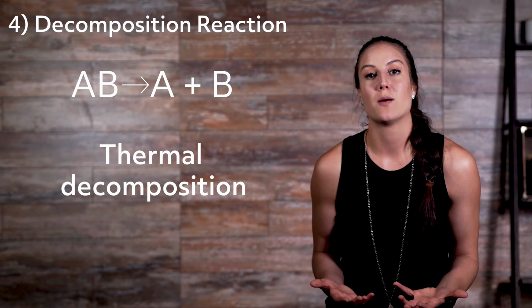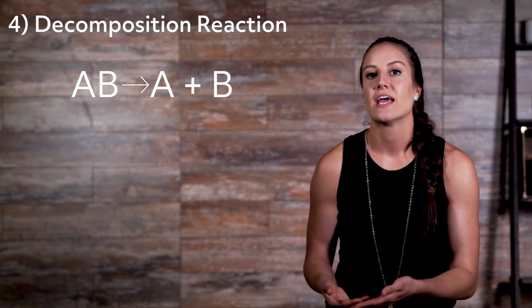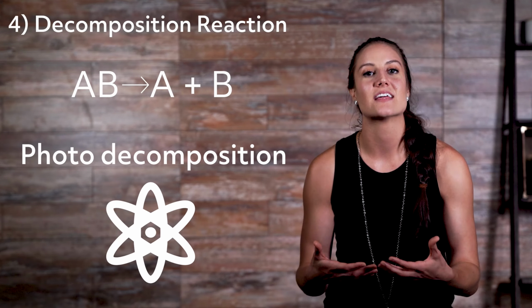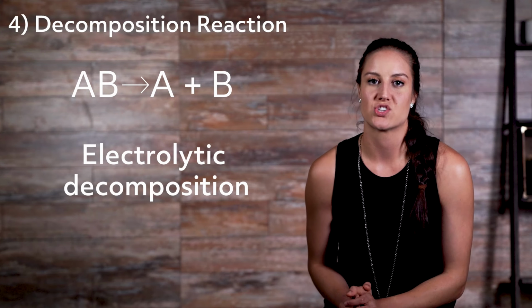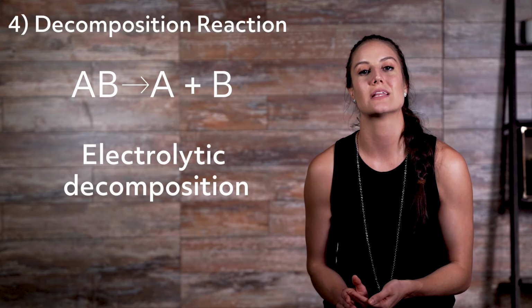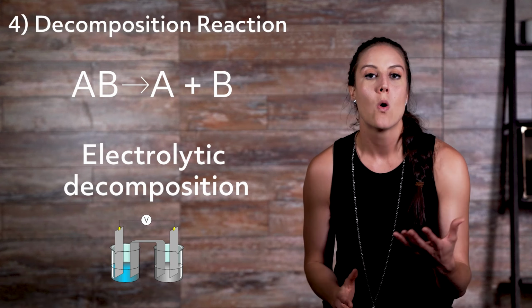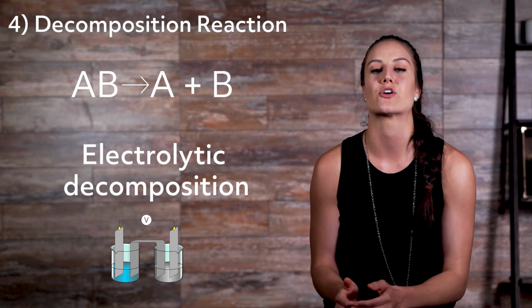So, in thermal decomposition, heat is added to the complex compound to decompose it. In photodecomposition, photons, or light, is added to the complex compound to decompose it. And in electrolytic decomposition, electric current passes through a liquid solution to decompose it. For example, the electrolysis of water. Water decomposes into hydrogen and oxygen when an electric current is added.